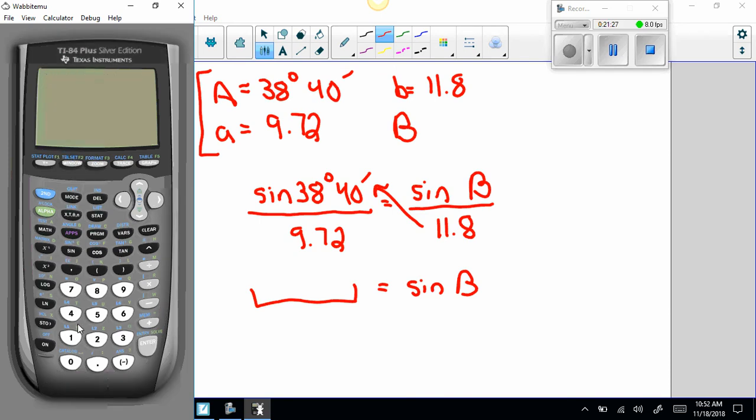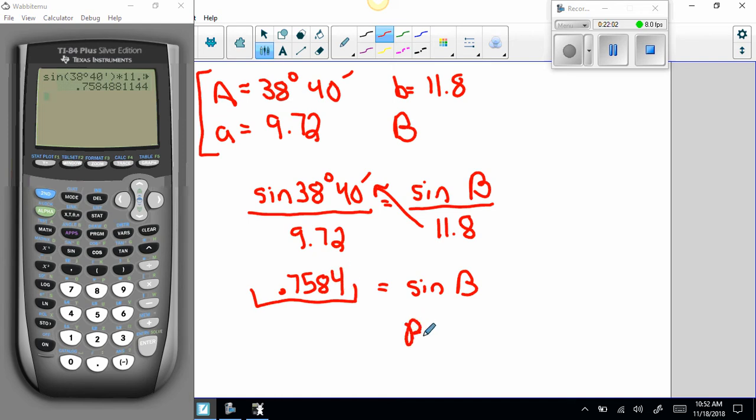So sine of 38 degrees, 40 minutes, or you could have gone 38 plus 40 over 60, times 11.8 divided by 9.72. Oh, bummer. 0.7584. Do not delete that number.